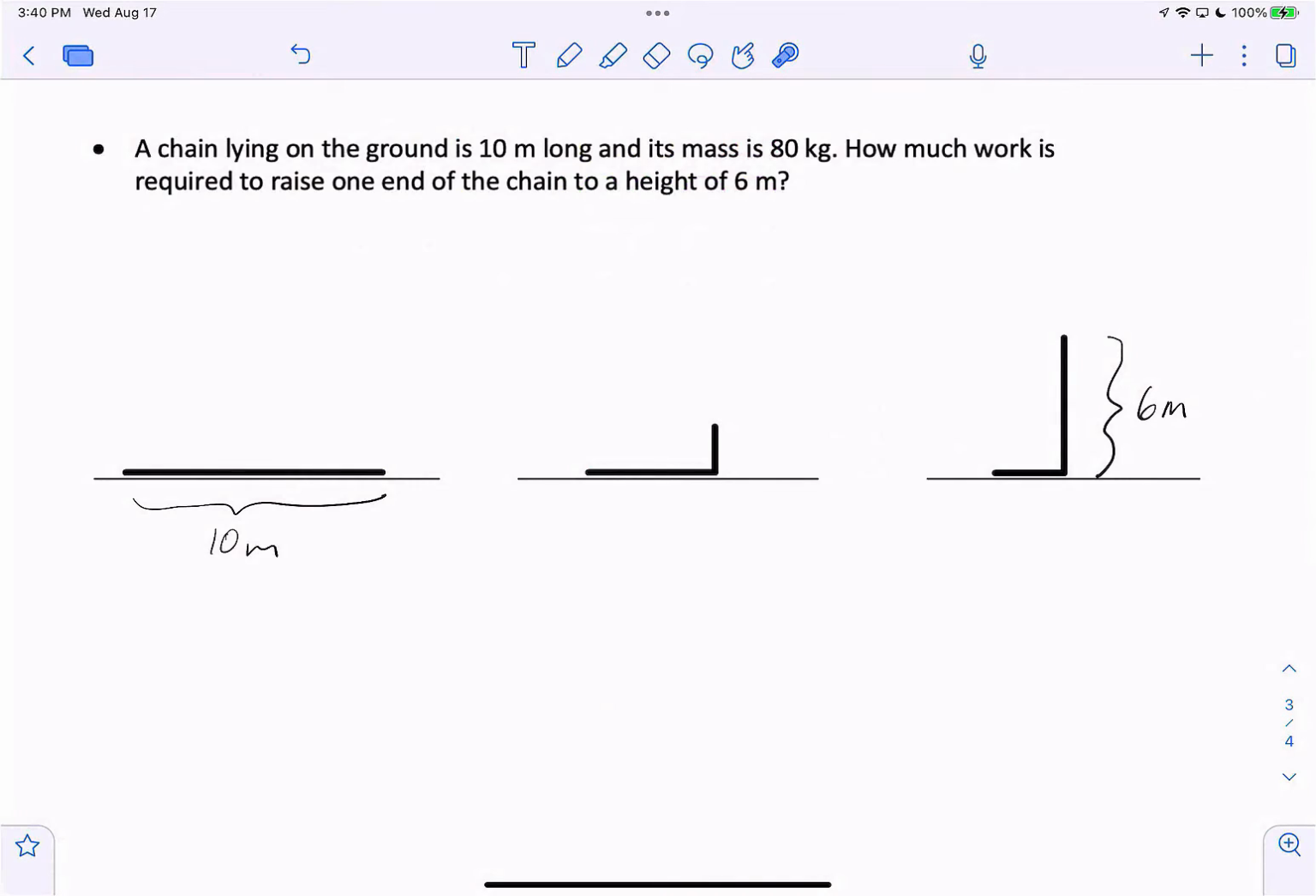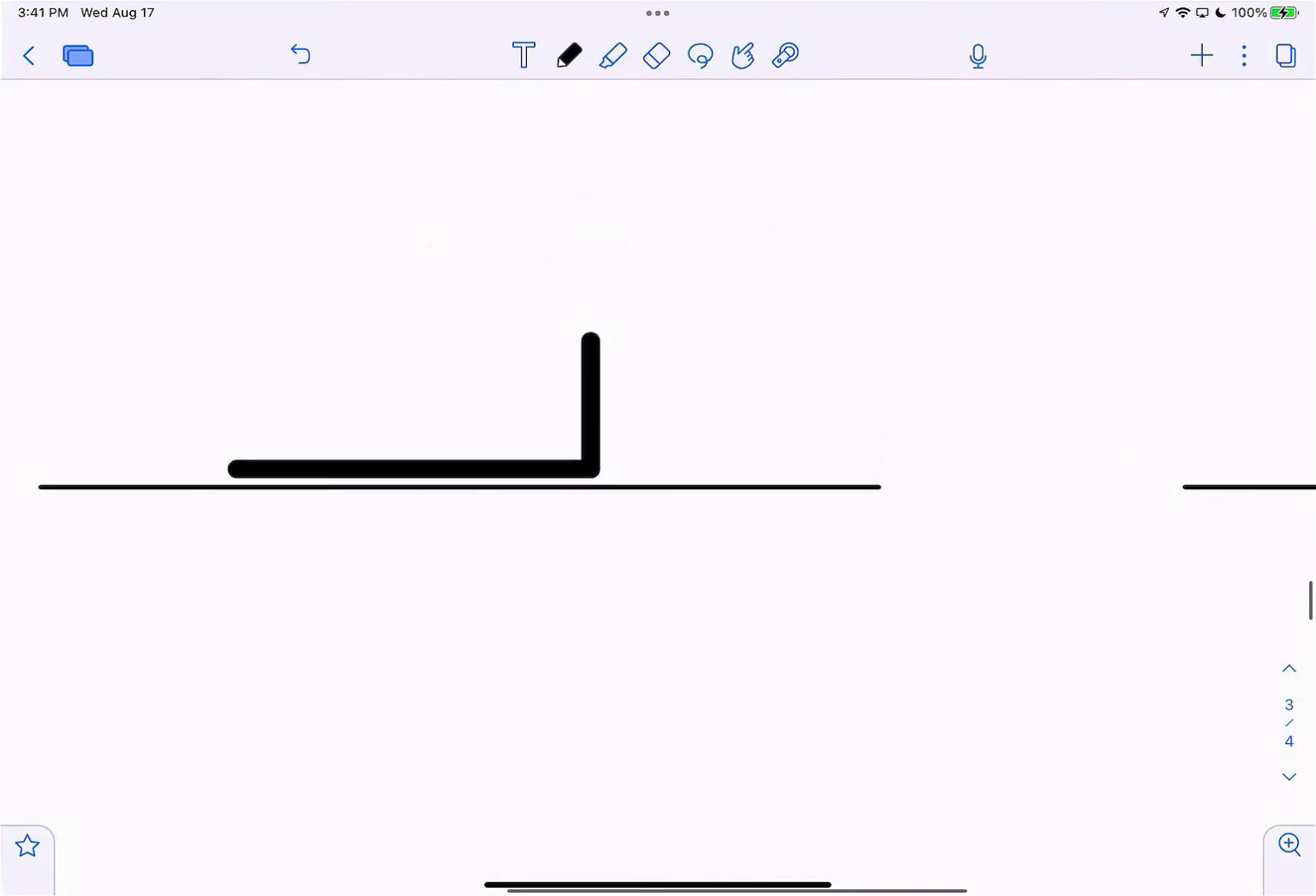We have the chain lying on the ground, 10 meters long, and then it's starting to be lifted up, and at some point it ends up with one end at a height of 6 meters, the rest is still lying on the ground. For this middle picture, we don't know how much of the chain is being raised, so we'll just call it x meters.